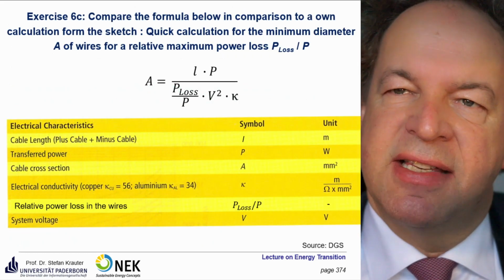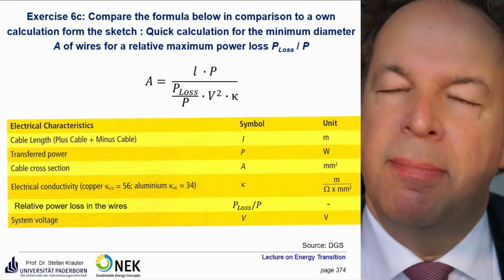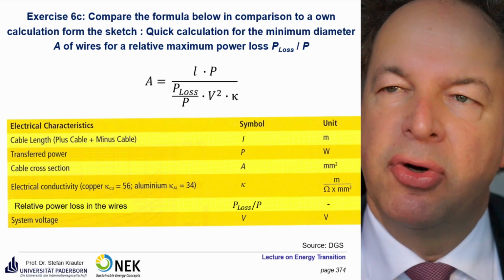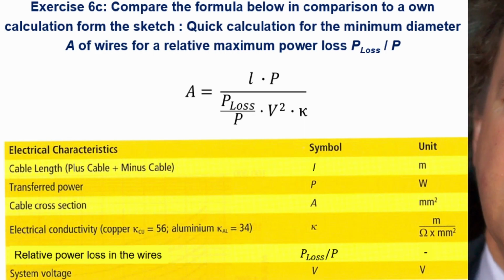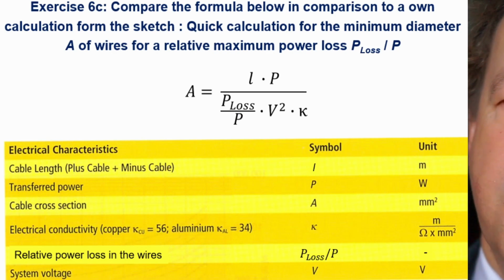So for the exercise 6C, we compare the formula below, which was given in a guidebook. This is how to calculate the cross-section diameter. So this is L, the length, times the power. Then you have the power loss, or the desired power loss, divided by the actual power, times the voltage in square, times kappa, the relative resistance of your cable.